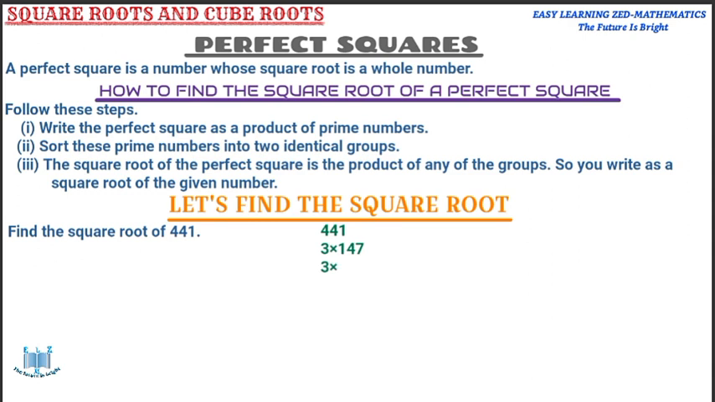Then, is there any prime number that can go into 147? Let's check 2. 2 will leave a remainder, but let's try 3. 3 can go into 147, so we're going to write 3. 3 into 147 goes 49 times. Now we have managed to find 3 prime numbers that can help us come up with 441. If you multiply 3 by 3, that will give you 9.